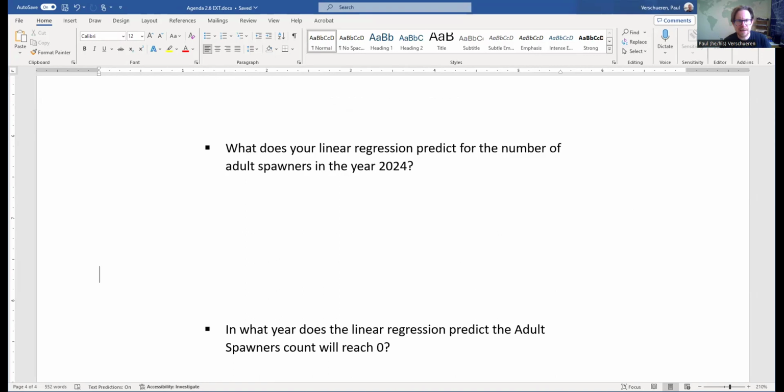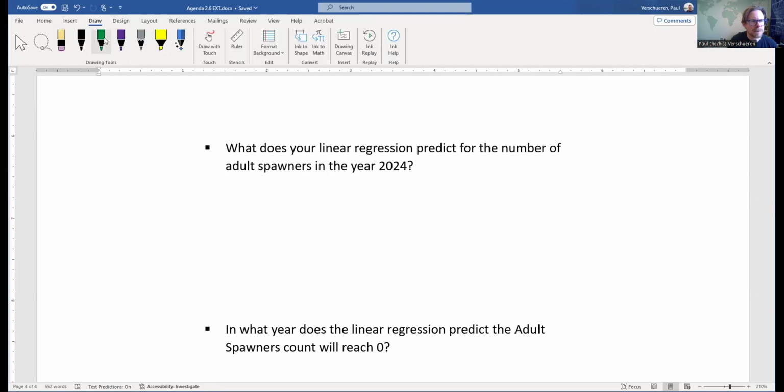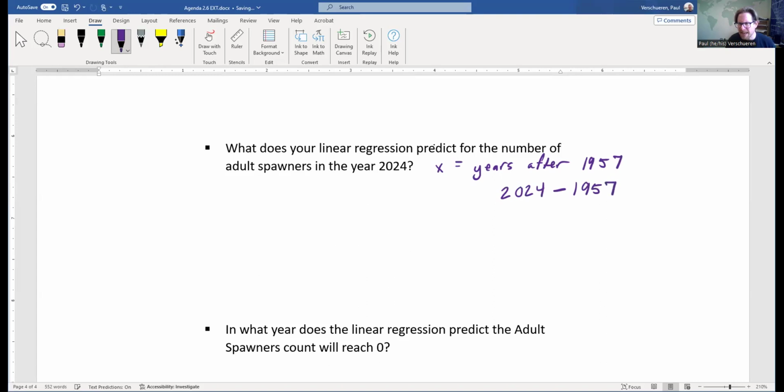So I'm going to switch over and ask: what does your linear regression predict for the number of adult spawners in the year 2024? The first thing I'm going to say is that X is years after 1957. So my X value in this case is our current year of 2024 minus 1957. Fifty years gets us to 2007, 60 years gets to 2017, so it ends up being 67 years. So X in this case would be 67.